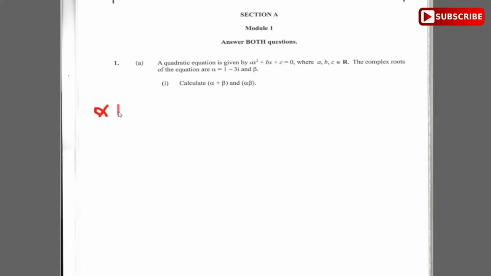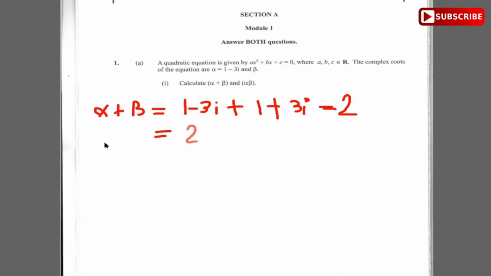So we can say alpha plus beta is going to be equal to 1 minus 3i, that's for alpha, plus beta, which is 1 plus 3i. So we work out what is 1 minus 3i plus 1 plus 3i. That will give us alpha plus beta. 1 plus 1 is 2, and then minus 3i plus 3i is 0. So alpha plus beta is 2. That's how you get alpha plus beta.